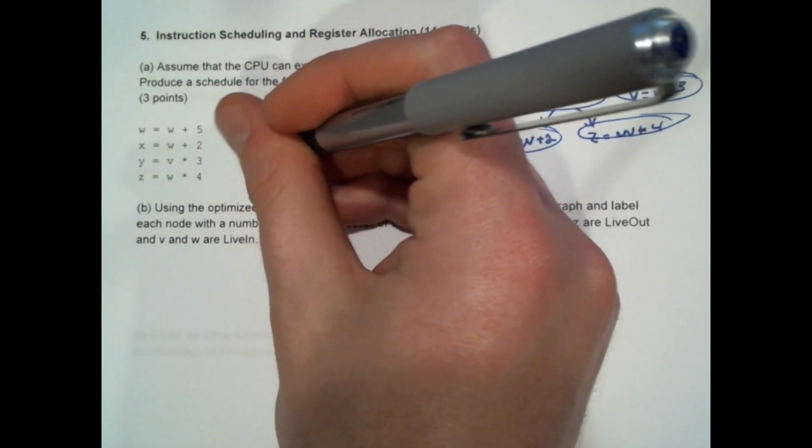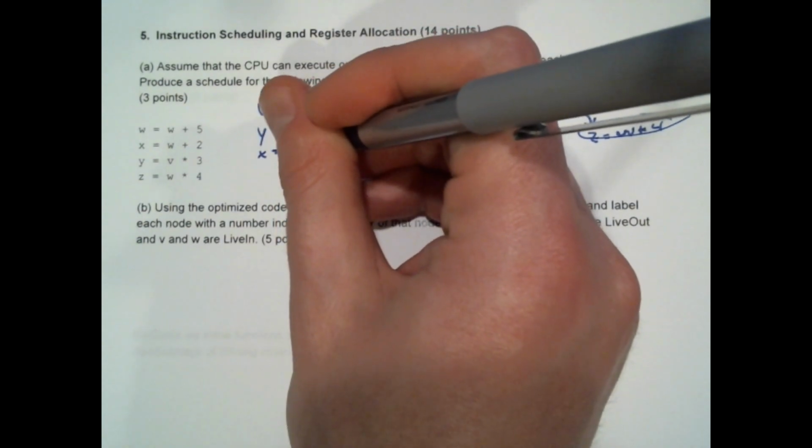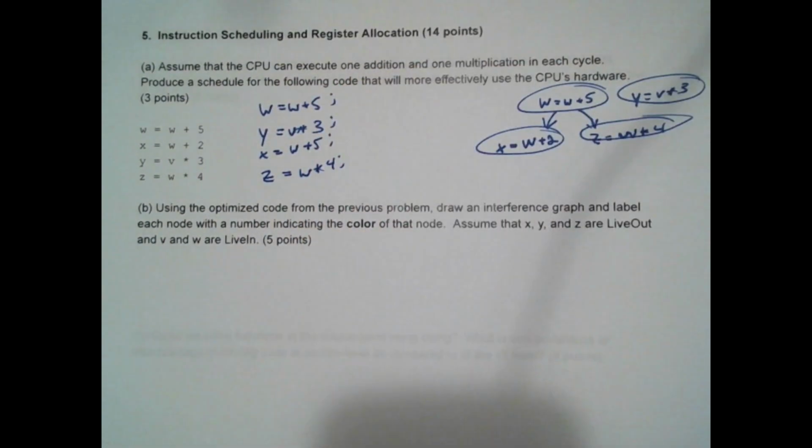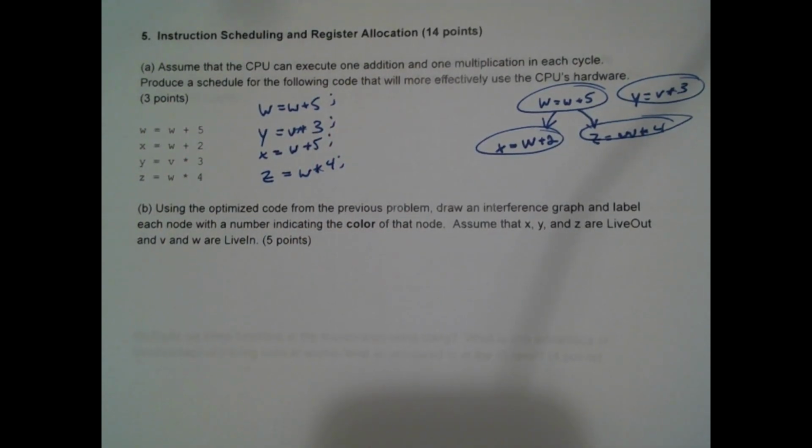And then after that, we can do the two instructions that are dependent on the value of W. We can assume that it's been produced at that point. So Z equals W times 4. And that's our code. So that's the quick way to reschedule that. We build a dependence graph, and then we select instructions based on this greedy heuristic of how long the chain is for that particular instruction.